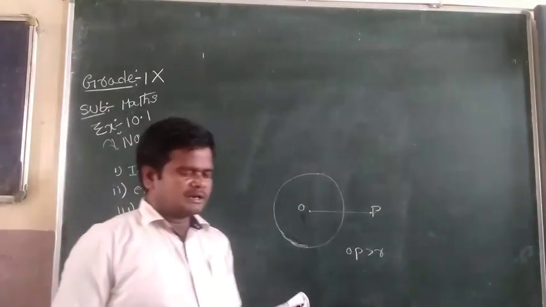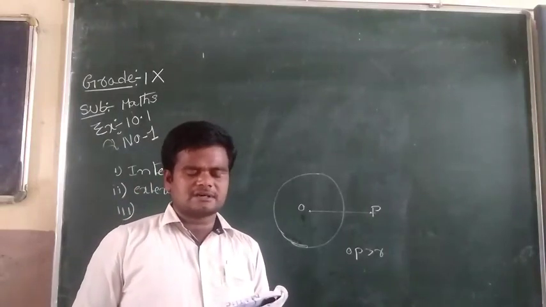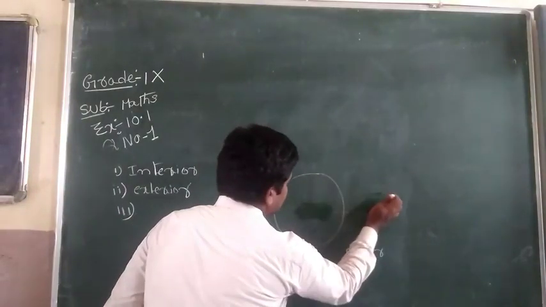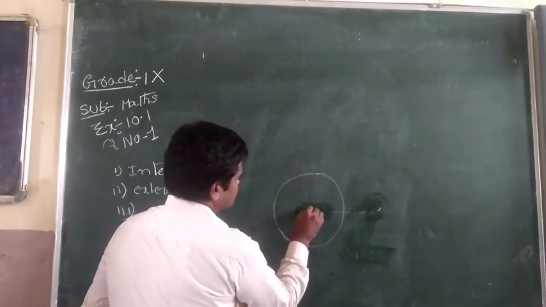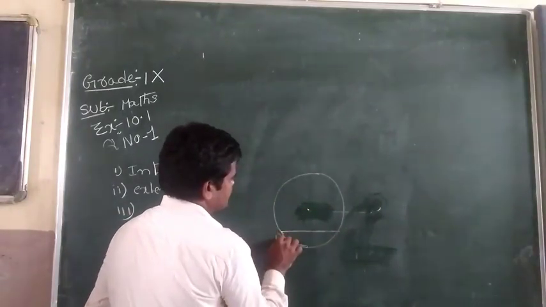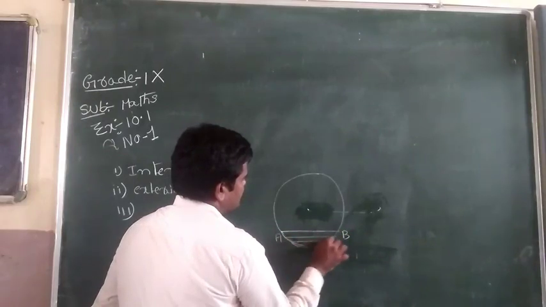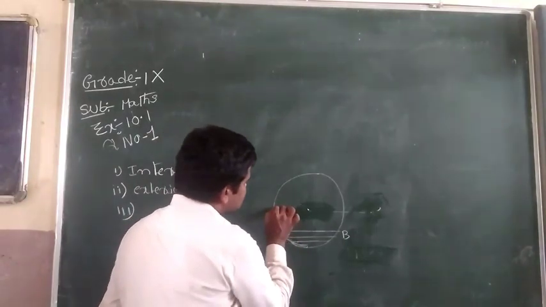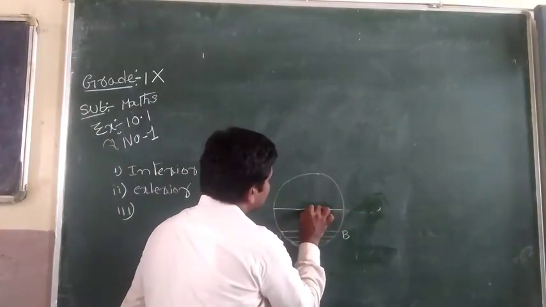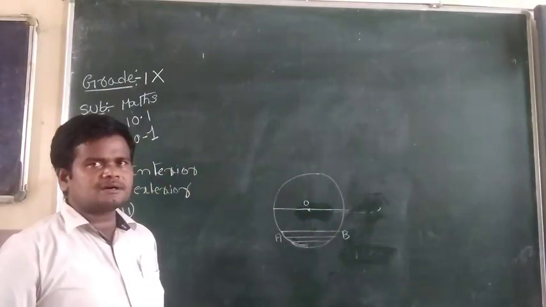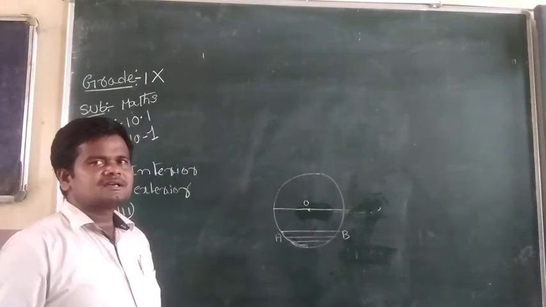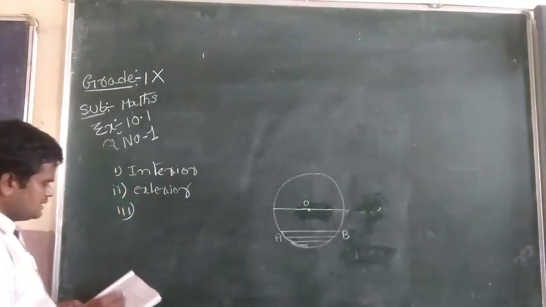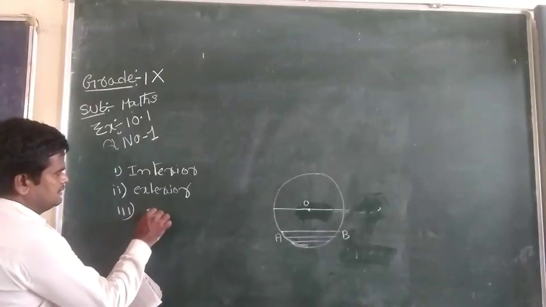Third one: the longest chord of a circle is called dash. What is a chord? This is the center, this is the circle, and this is the chord AB. We can take an infinite number of chords, but the longest chord passes through the center of the circle. That is called the diameter.